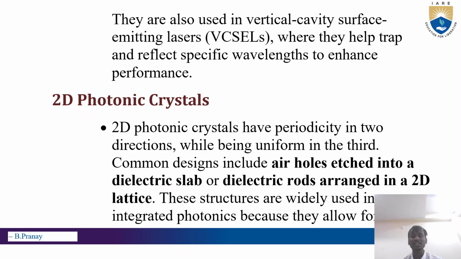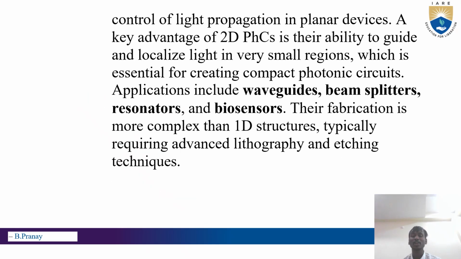2D photonic crystals have periodicity in two directions while being uniform in the third. Common designs include air holes etched into a dielectric slab or dielectric rods arranged in a 2D lattice. These structures are widely used in integrated photonics because they allow control of light propagation in planar devices. A key advantage of 2D PhCs is their ability to guide and localize light in very small regions, which is essential for creating compact photonic circuits. Applications include waveguides, beam splitters, resonators, biosensors. Their fabrication is more complex than 1D structures, typically requiring advanced lithography and etching techniques.